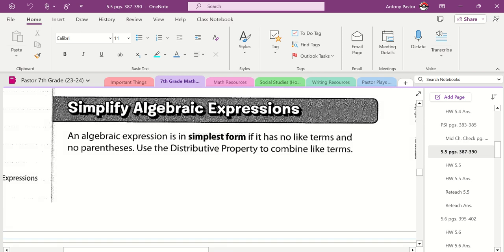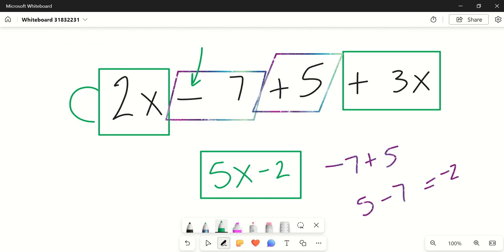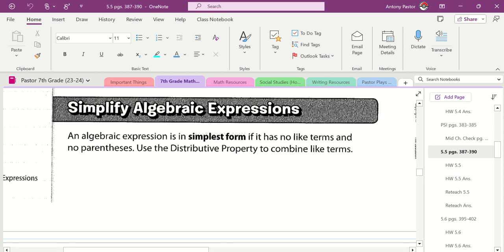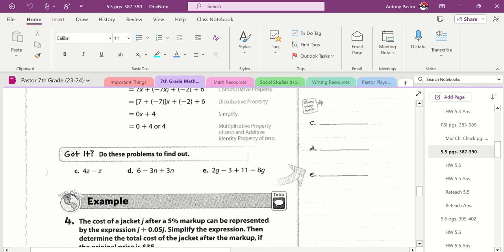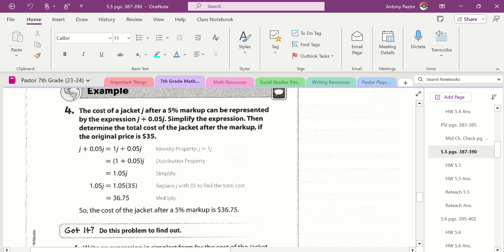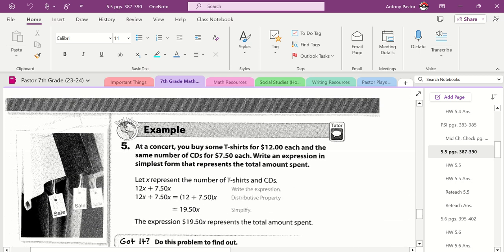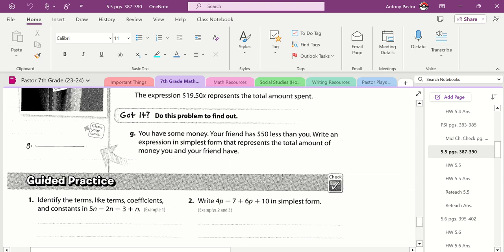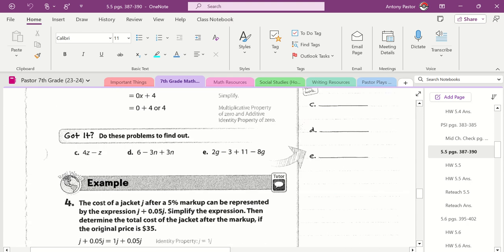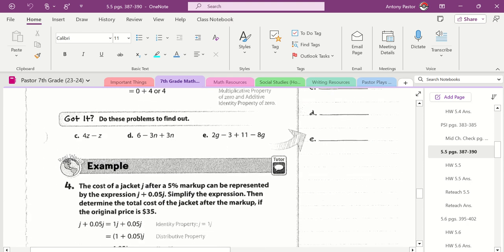An algebraic expression is in simplest form if it has no like terms and no parentheses. Use the distributive property to combine like terms. So if there is one that has a distributive property, you would need to do that first in order to simplify it. So let's see if there's an example of that. There is no example of that exactly, but let's do a few of these.